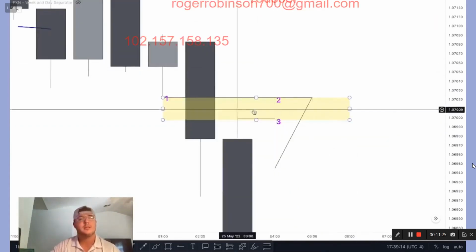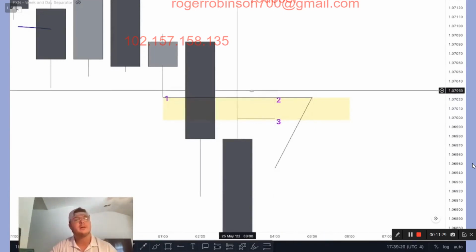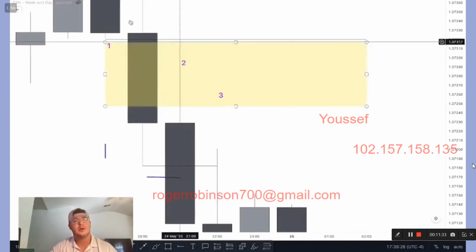And you will see them all over the place. But just so you can start getting into practice and a habitual routine, just practice identifying imbalances as they're going to tell us where the order blocks are, which are candle 1. Candle 1. This is where price must come back to in the future.